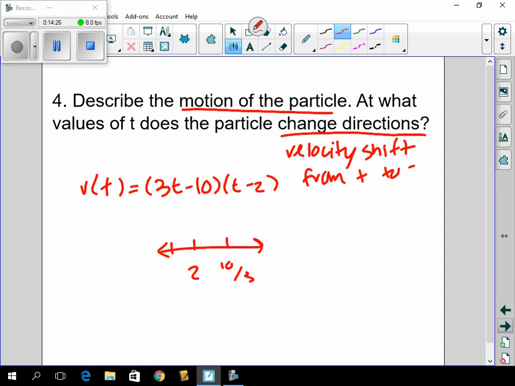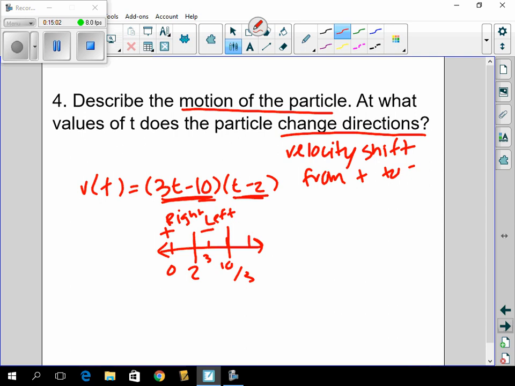So let's pick 0. At 0, if I plug in 0 for t, 3t minus 10 is a negative, times another negative, so that's a positive. So this is where my function is moving right. Then at 2, it stops. My velocity is equal to 0. My particle stops. A number between 2 and 10 thirds could be 3. So 3 times 3 is 9, minus 10, that's a negative, times a positive, so this is negative. So my function moves left.